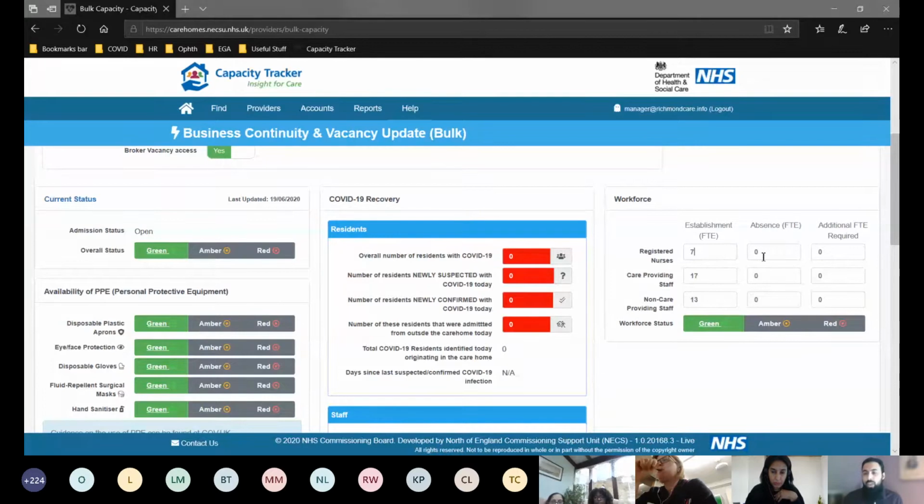Okay. And then in terms of the second column, that's the number that are currently absent at the moment, whether that be due to COVID or otherwise. It's any absent staff that you have right now.